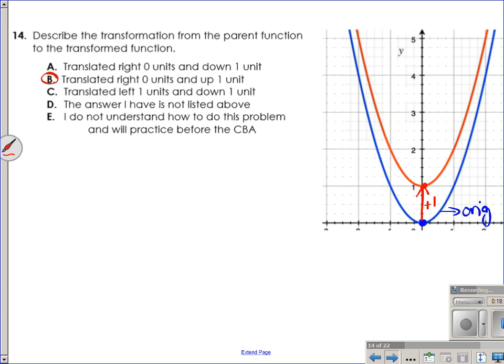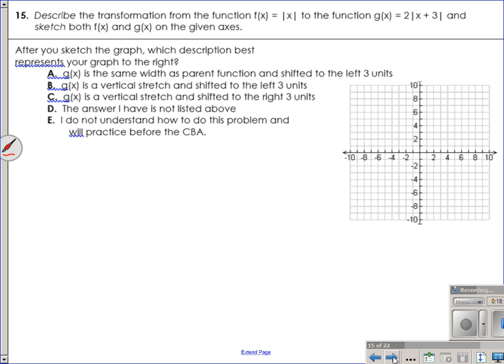Number 15. Describe the transformation from f of x equals the absolute value of x to g of x equals 2 times the absolute value of x plus 3. Well, describe means we should actually write down what's happening. So this 2 out front, remember that's your A value. It tells you if it opens up or down and if it's stretched or shrunk. So since it's positive, this graph opens up.